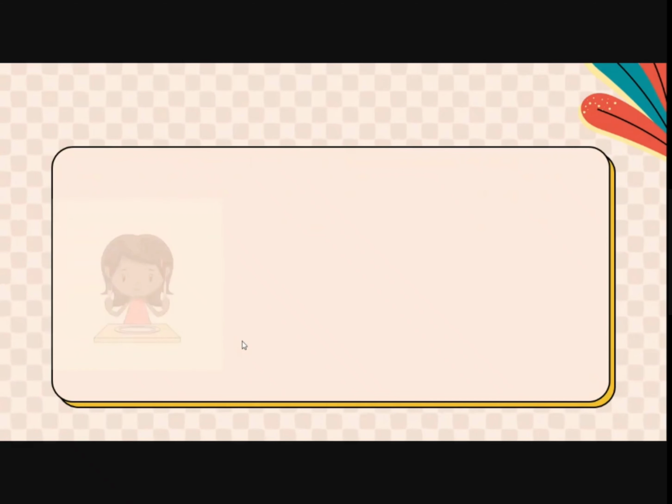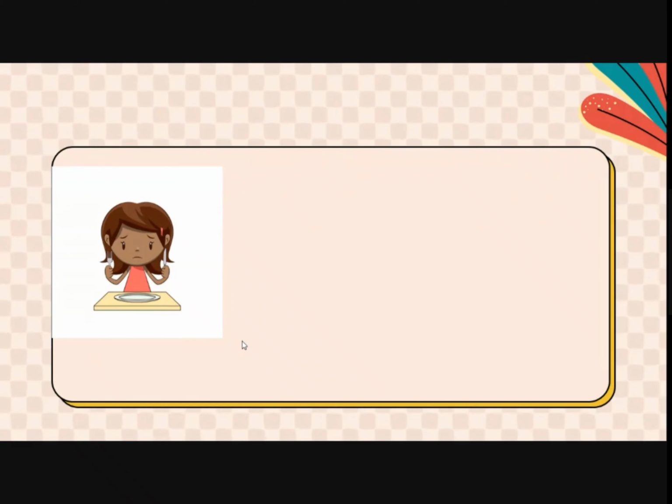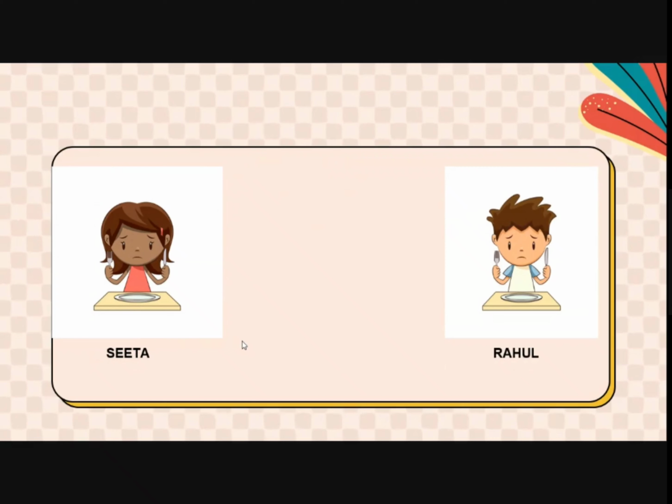Students, to understand more about the theory, let us take an example of two friends. This is Sita and this is Rahul. Sita had two apples on her plate, but she didn't feel like eating any, so she gave away those two apples to Rahul. Now how many apples is Sita left with? Sita initially had two apples. She gave those two away to Rahul. So she is left with, correct, no apples. She has zero apples left.